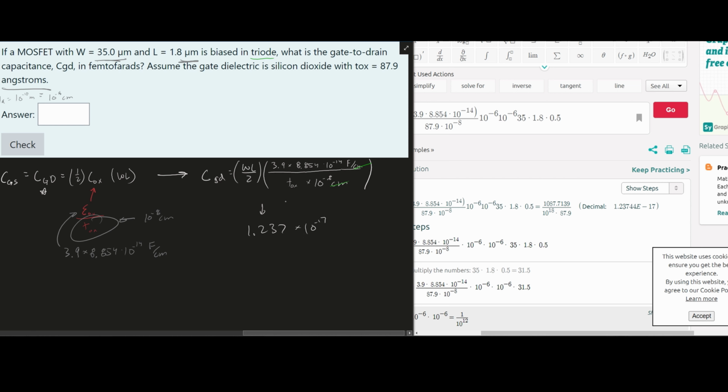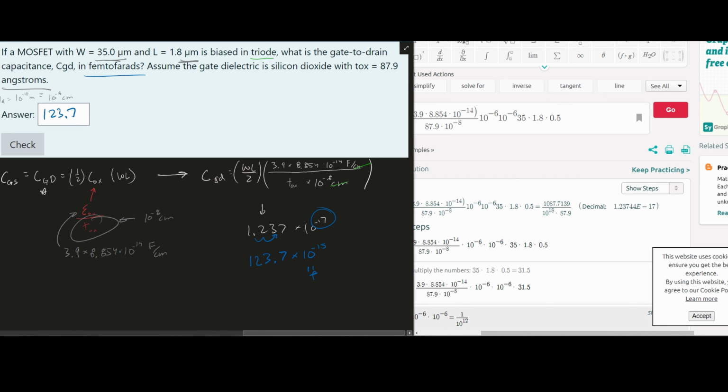Now there's a problem here. We want this in femtofarads, as it says right here. So instead of having it as 10 to the negative 17, we want it as 10 to the negative 15. So to get rid of 2 negatives, we're going to move over to the right twice. So we're going to have 123.7 times 10 to the negative 15, which is equal to a femto. So the answer here is going to be 123.7.